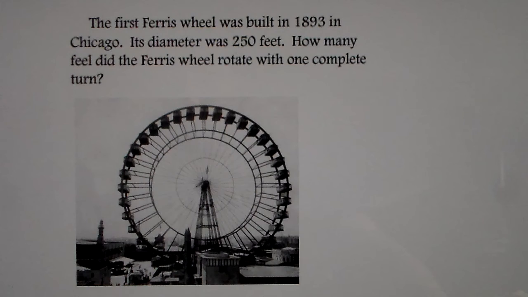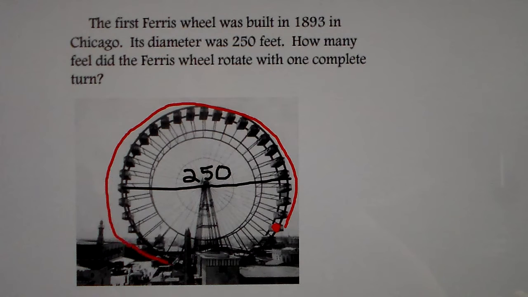The diameter of this Ferris wheel was 250 feet. How far did the Ferris wheel rotate with one complete turn? So in other words, let's say we have a person that's starting right here. They want to know how far did they travel if they circled around one time. So it's just one time of a rotation.